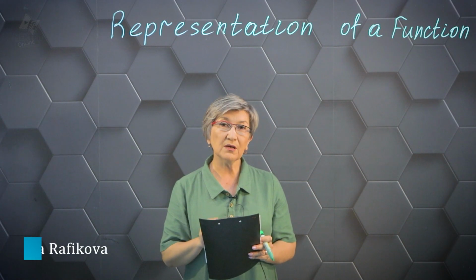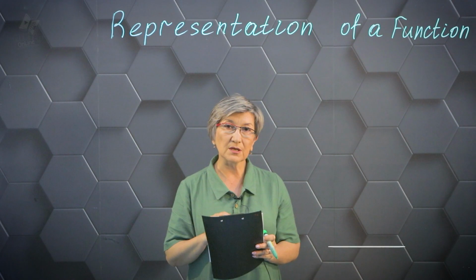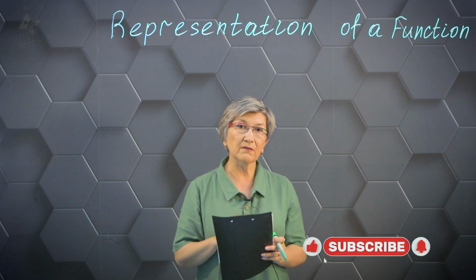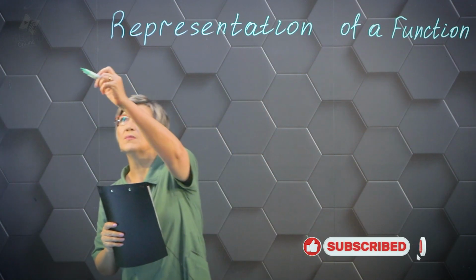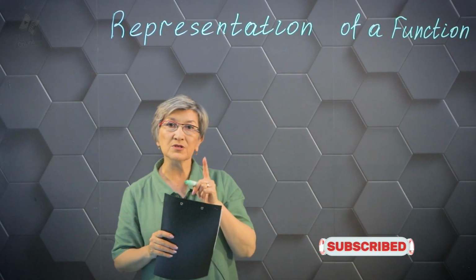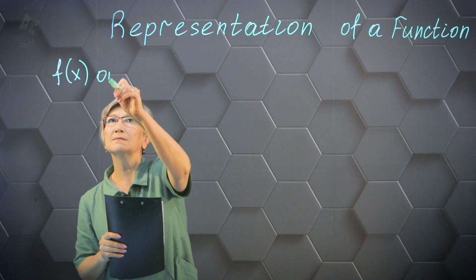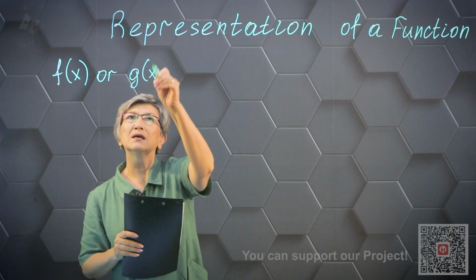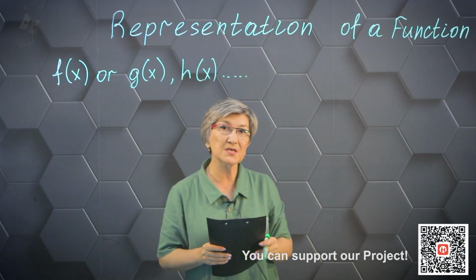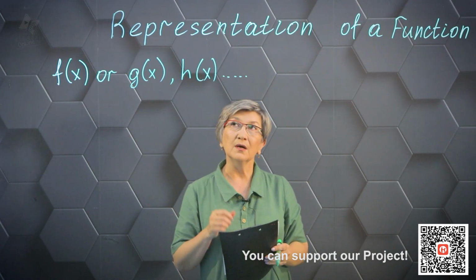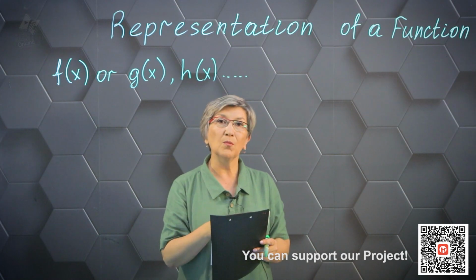Hello, in today's lesson we're going to learn how to work with a function that is defined algebraically. In the previous lessons we talked about the fact that a function can be written in the following form. We can write down a functional relationship when we write f of x or g of x or h of x. And there can be an infinite number of these entries. Why? The point is that these letters are arbitrary. We define arbitrary letters.